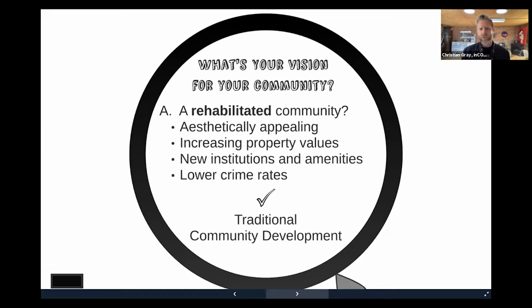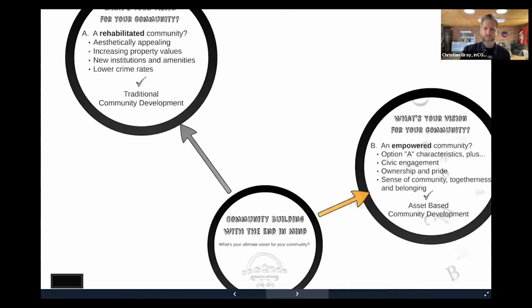There are certainly some social dynamics that emerge as a result of some of these transformational changes, but by and large, it's making a neighborhood shiny and new. And we can get there through traditional community development.